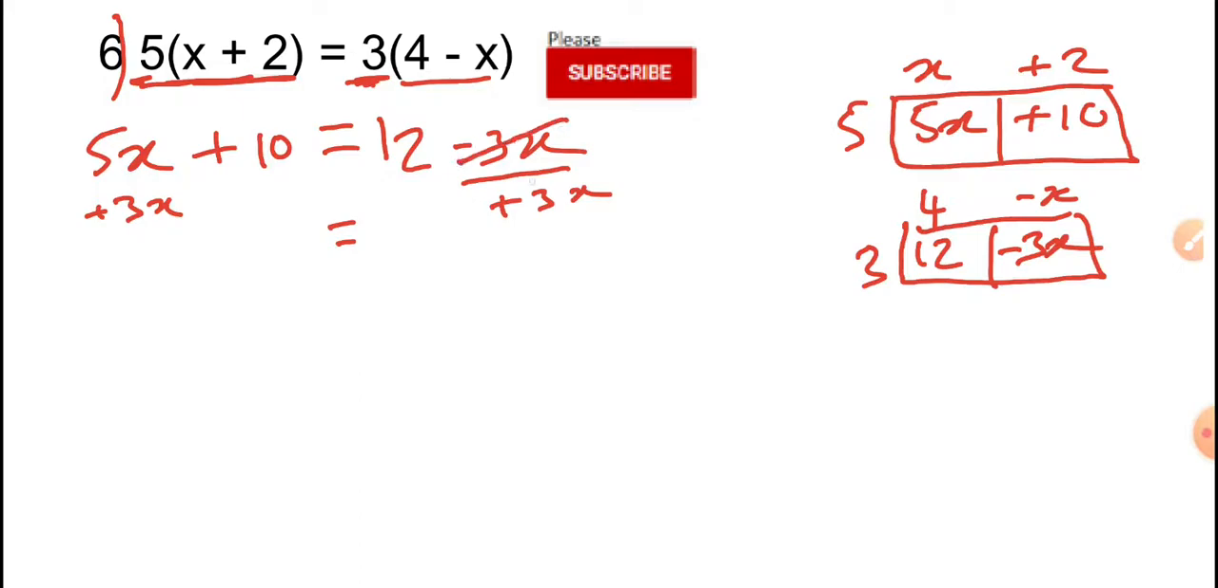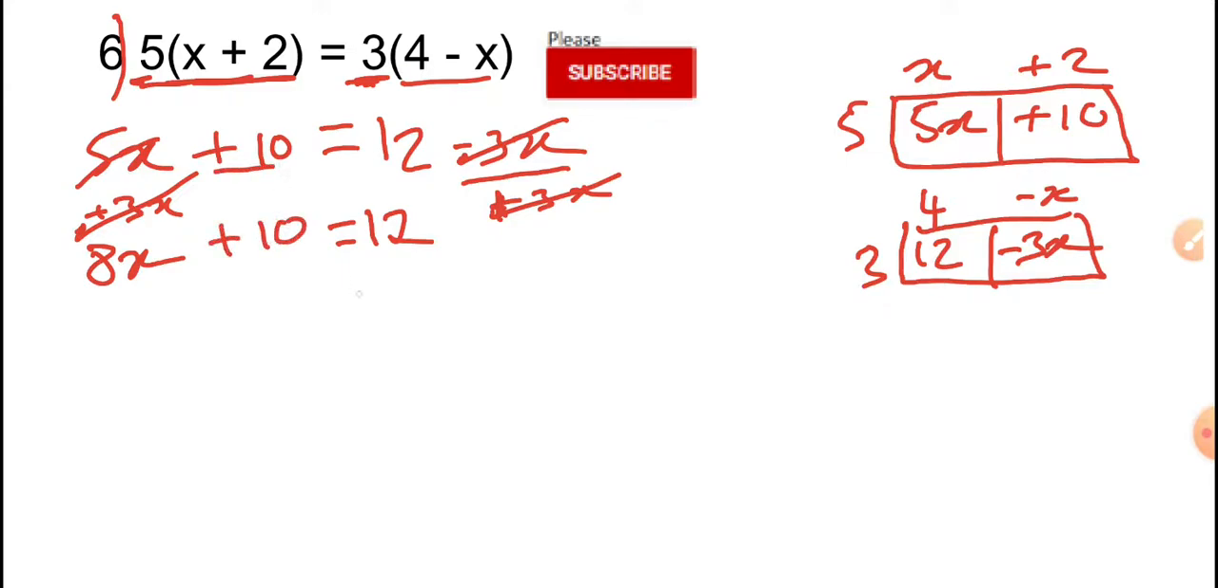So obviously here the minus 3x and the plus 3x cancel out, leaving just 12 on the right hand side, and on the left hand side 5x add 3x. So remember we had minus 3x here, so we have to add 3x. So 5x add 3x is 8x, and let's copy the plus 10 down.